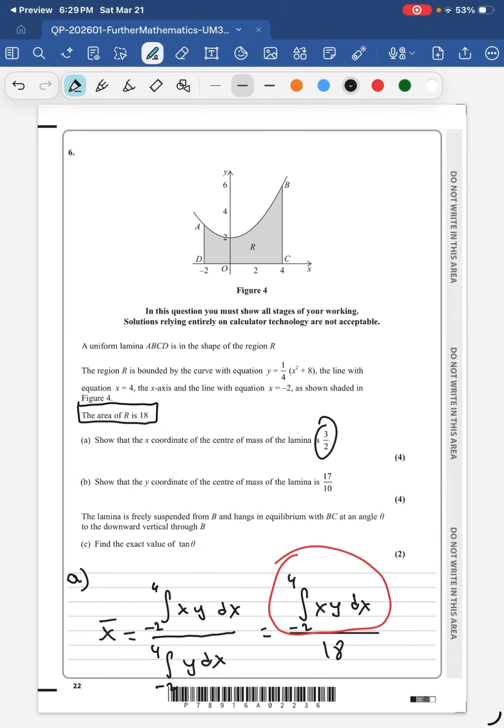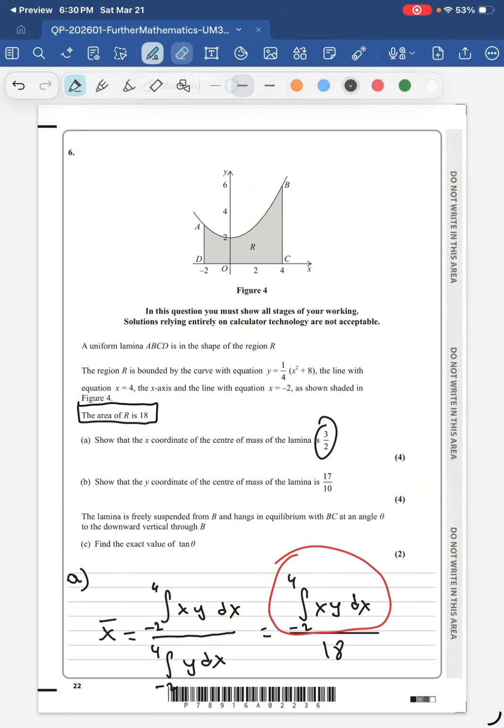Okay, part C. The lamina is freely suspended from B, and hangs in equilibrium with BC at an angle theta to the downward vertical through B. Find the exact value of tangent of theta. So this was a weird question for me. I've never seen this before, to be honest, in my life.